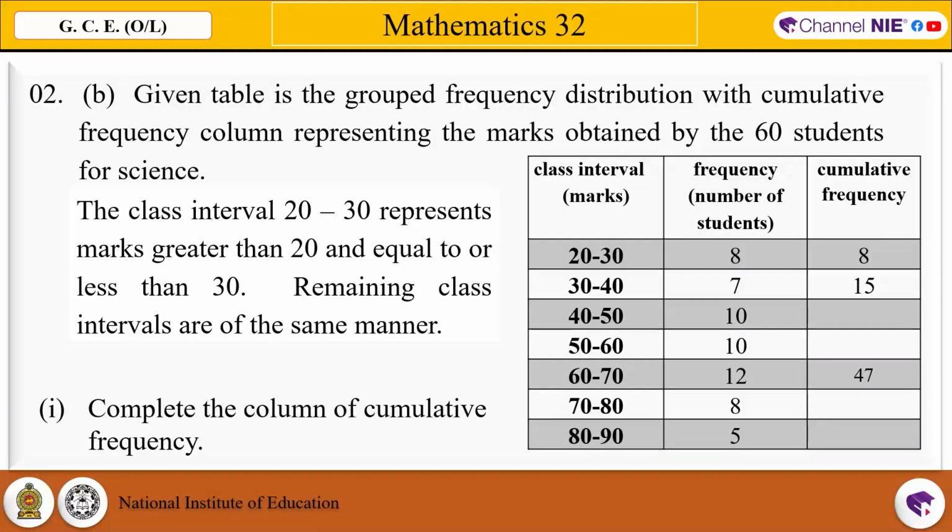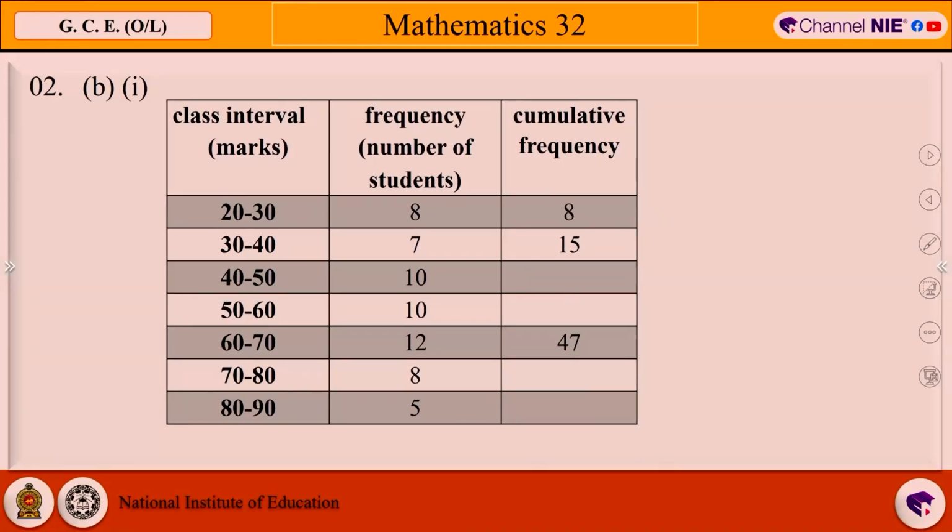Okay. Then we are going to discuss part B of the second question. It says, following is the group frequency distribution representing the marks obtained by the 60 students for science. Further, it says the class interval 20 to 30 represents marks greater than 20 and equal to or less than 30. The remaining class intervals are of the same manner. First, you are asked to complete the column of cumulative frequency. We will see how to do that. You know how to calculate the cumulative frequency.